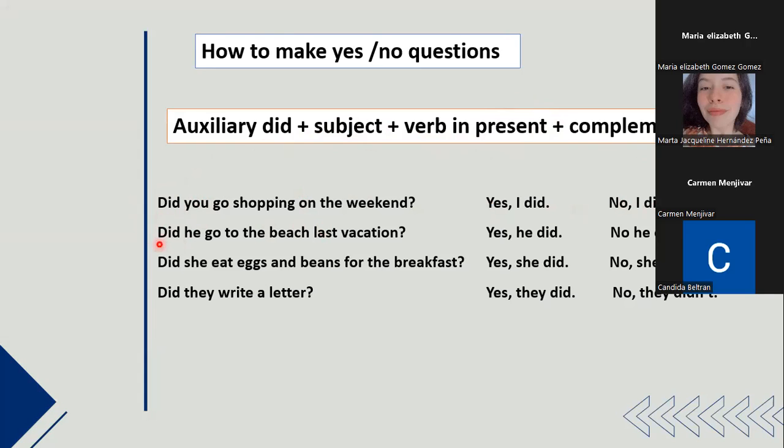Esta pregunta es para una tercera persona, para él. Did he go to the beach last vacation? Yes, he did. No, he didn't. Did she eat eggs and beans for the breakfast? ¿Desayunó ella huevos y frijoles? Yes, she did. Or no, she didn't. Did they write a letter? Yes, they did. No, they didn't.